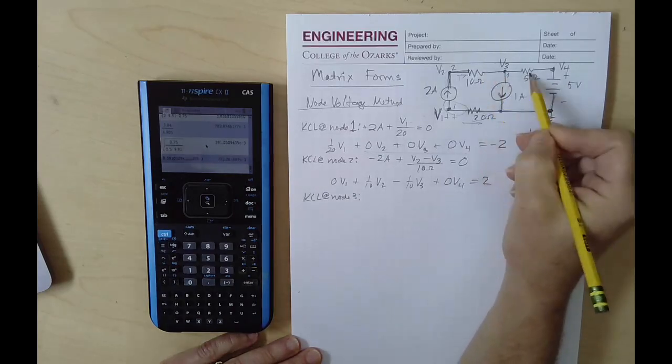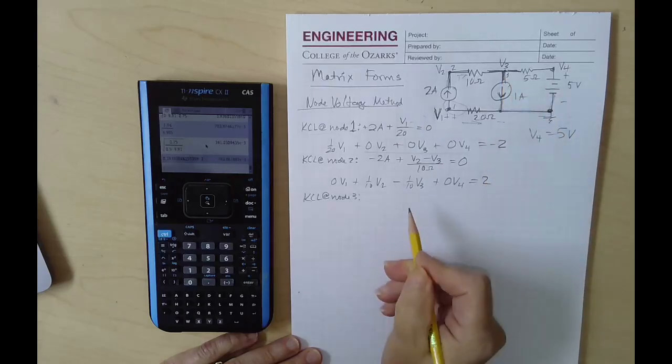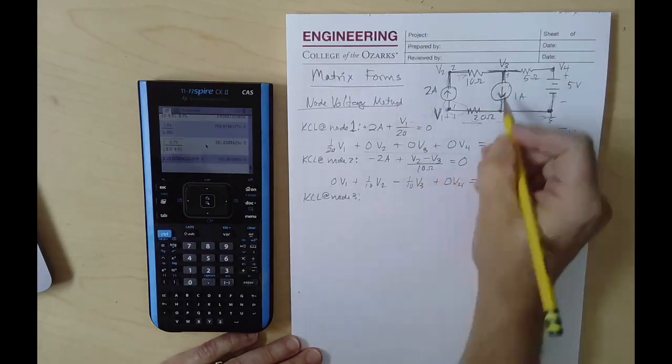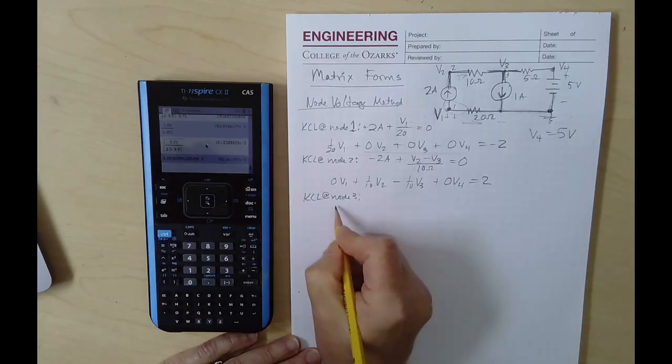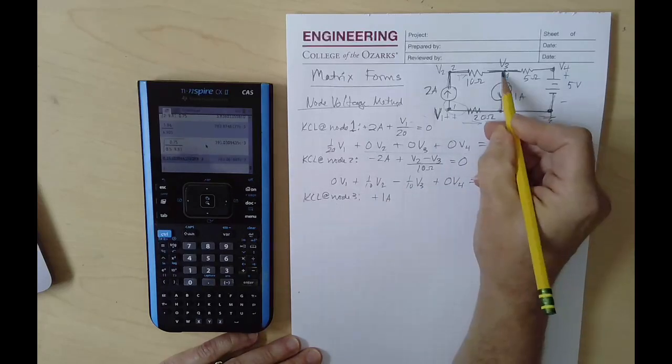Node 3 has 3 branches connected to it, 3 different places where current can go. And so we're going to have 3 terms. So the current leaving, let's just do the source first. The source current is leaving node 3, so it'll be positive. So we'll have plus 1. And then we'll go this way first.